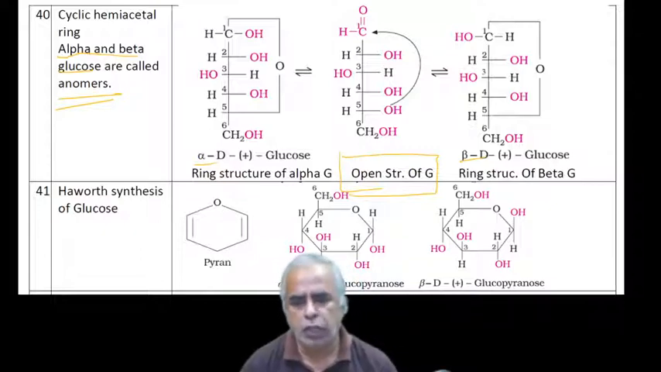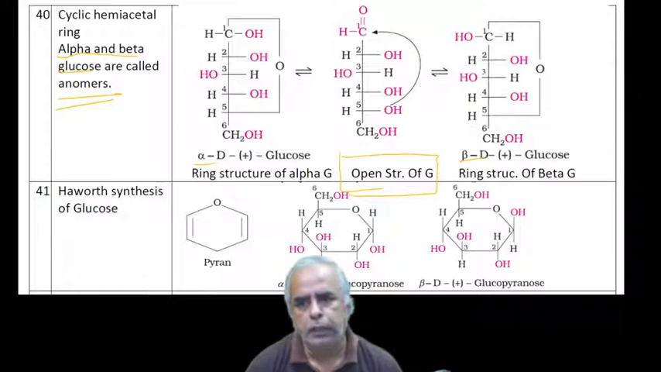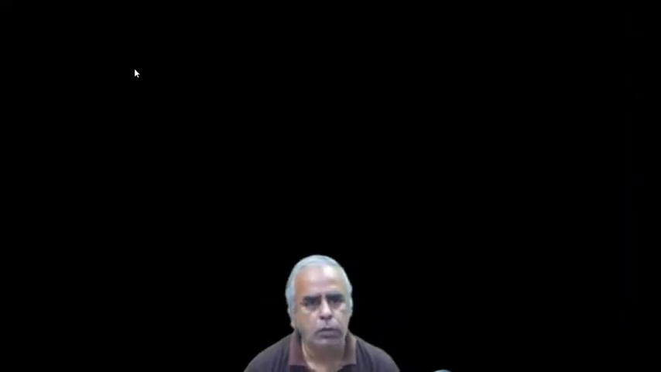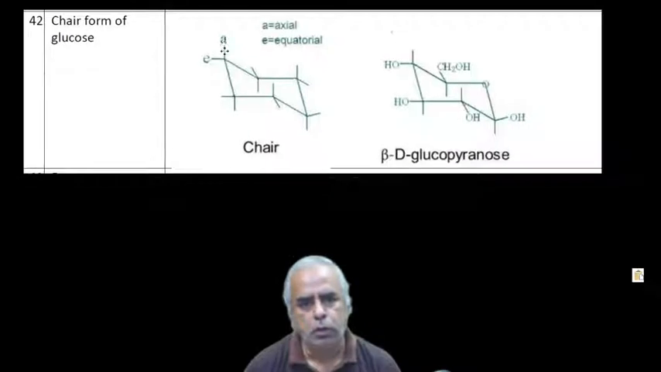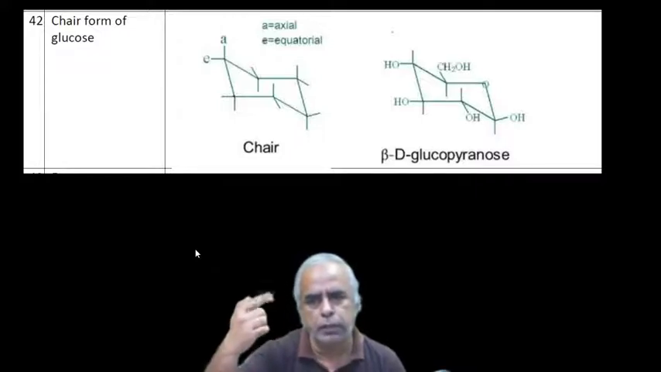So in this chair form, you should know its parts. The chair form of glucose. There are two types of bond, axial bond and equatorial bond. So you should be able to identify those also. Take down. So the vertical ones we can call axial bonds. Equatorial ones are the slanting ones.